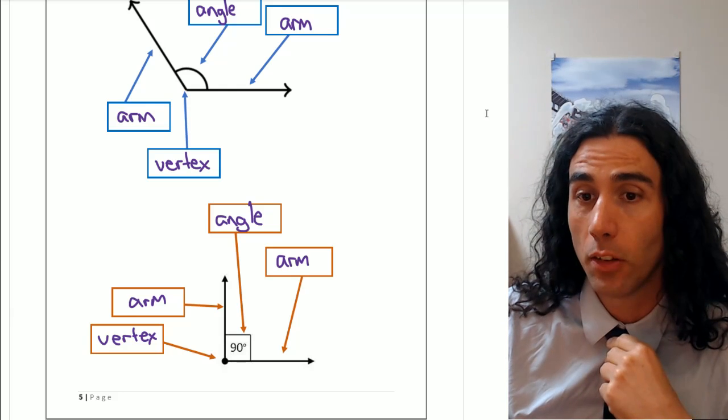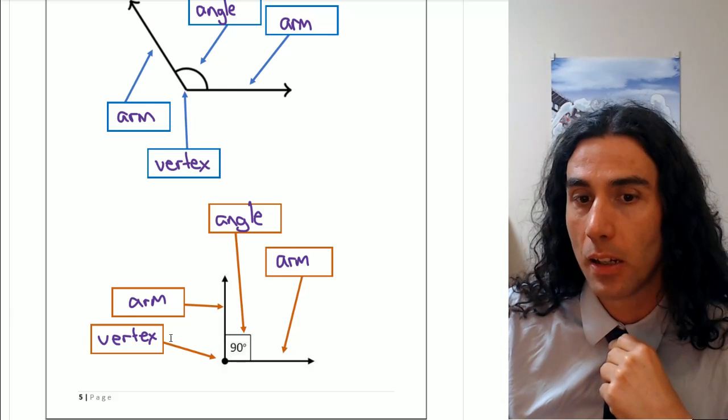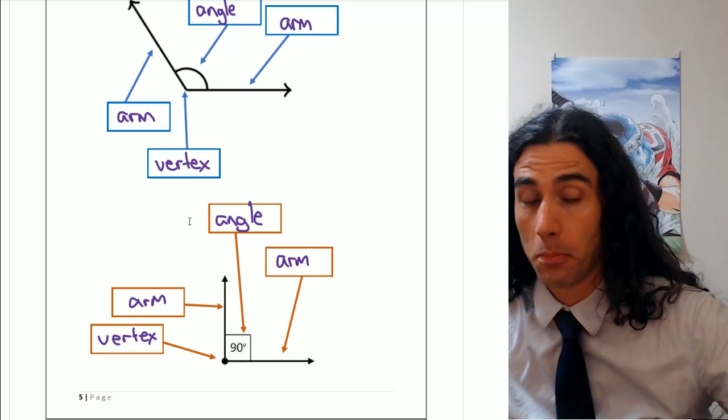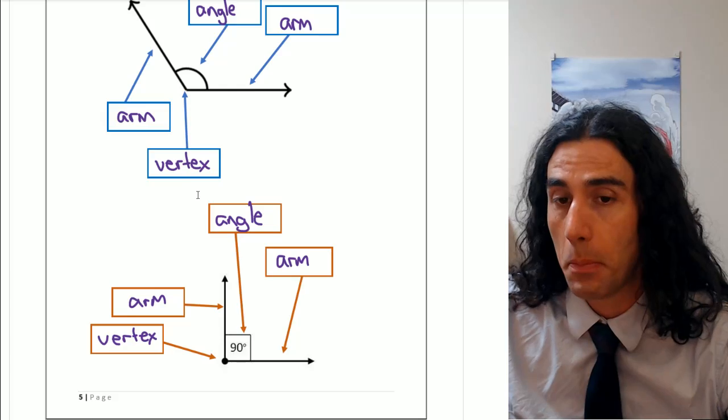And here are your answers. Angle here, arm, and the vertex. Hopefully you got that. So you can pause if you want, but I'm going to scroll down, keep on moving.